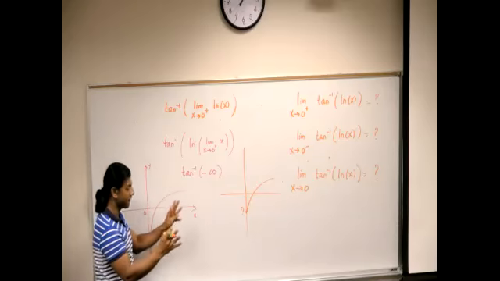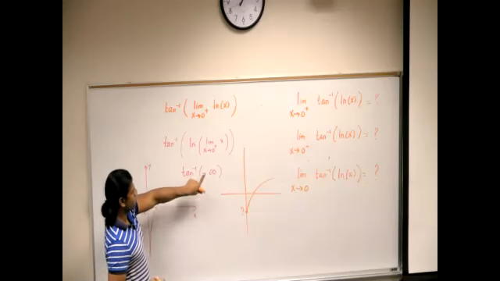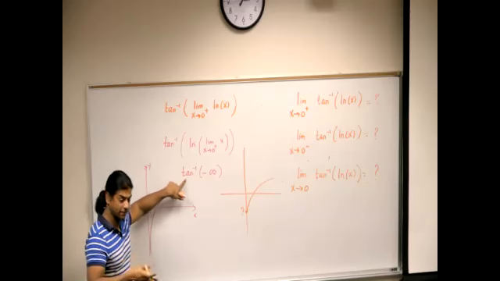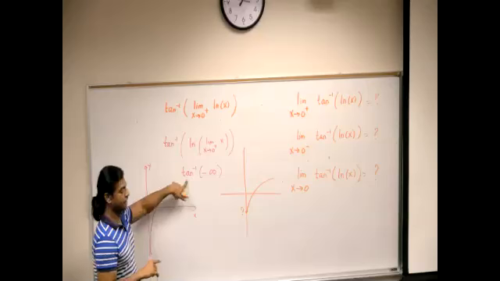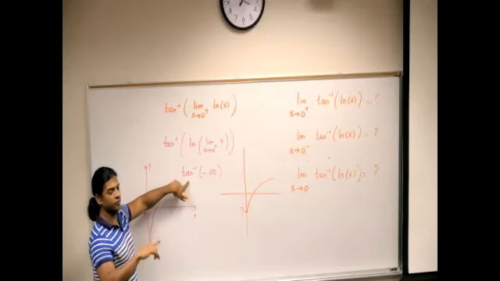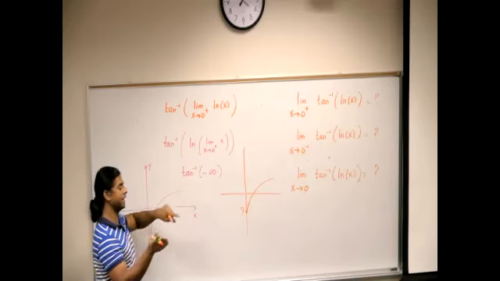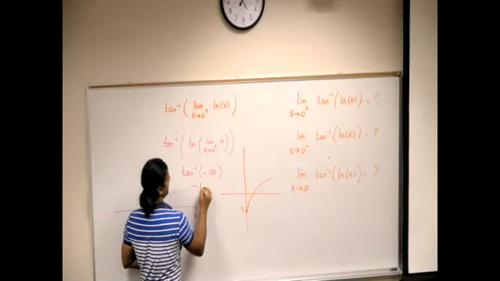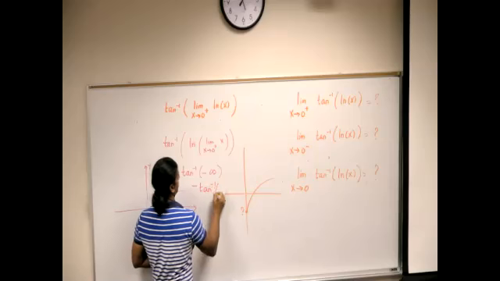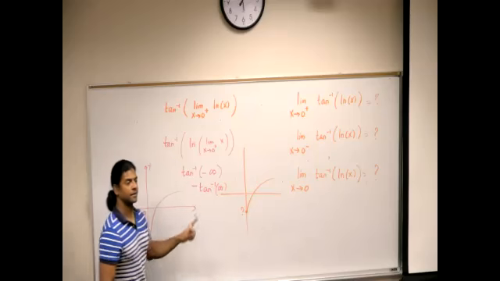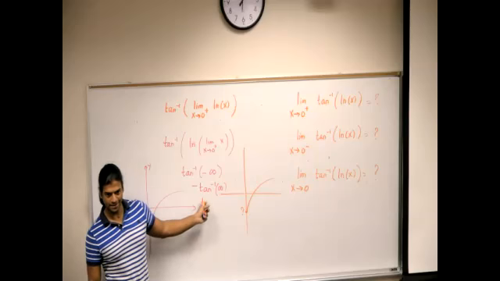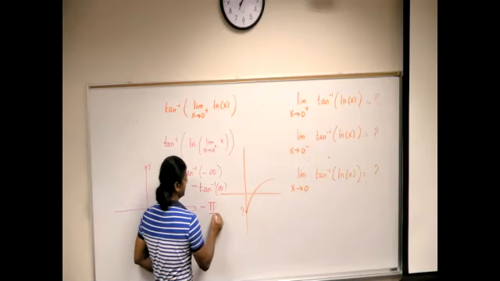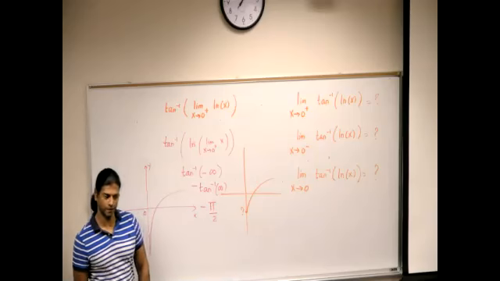So we are in the right chapter. Tangent is an odd function. Tangent inverse is an odd function. So tangent inverse of a negative value would be equal to the negative of whatever value you have. So negative tangent inverse of infinity. We did that earlier today. That is pi over 2. So the answer is negative pi over 2.